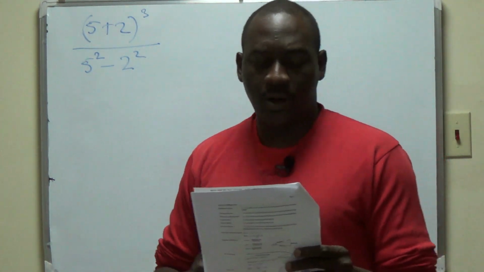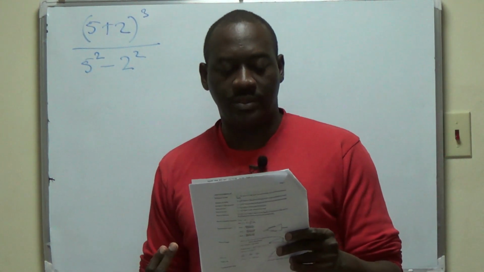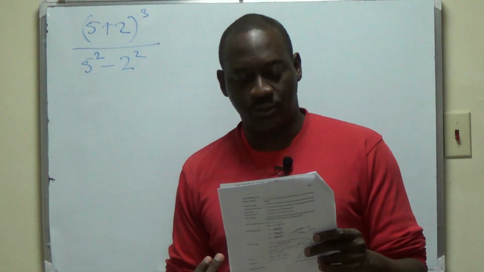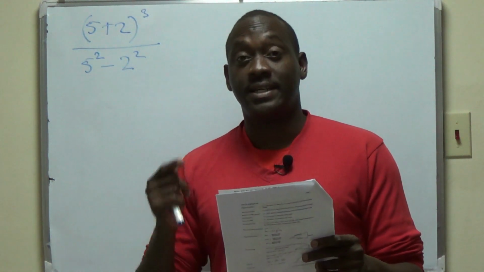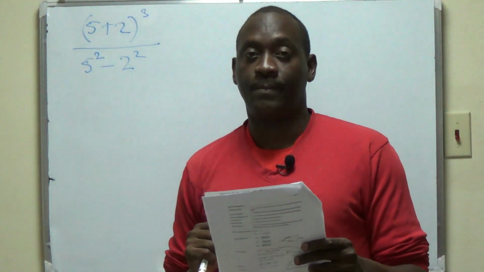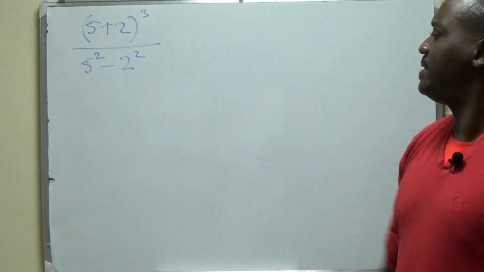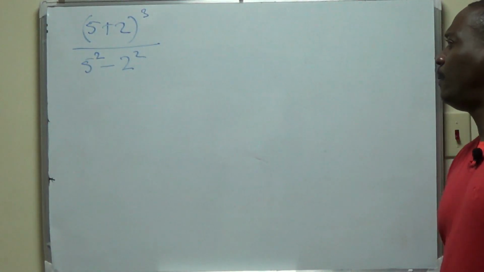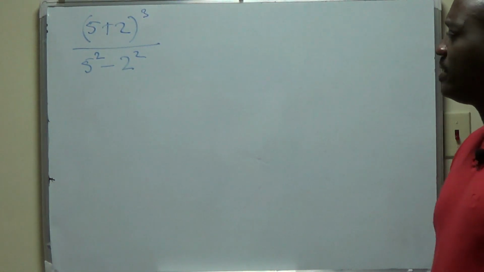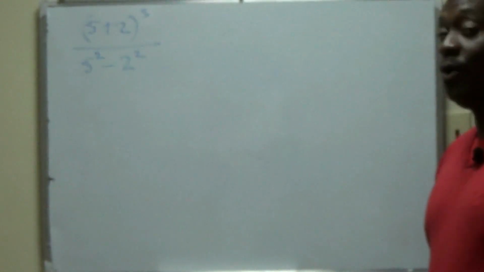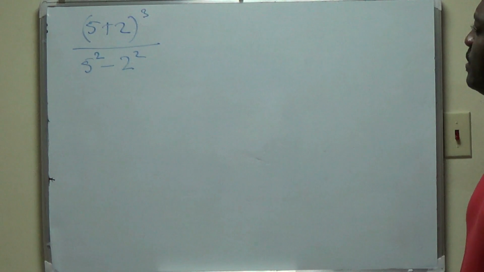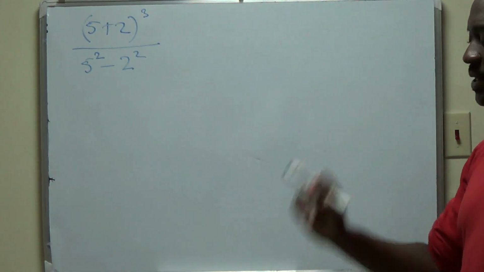What is the value of (5 + 2)³ over 5² − 2² in its simplest form? Alright, so look at the question here. There are two ways to do this question. There is the long way and there is the short way. So let us start off with the short way.